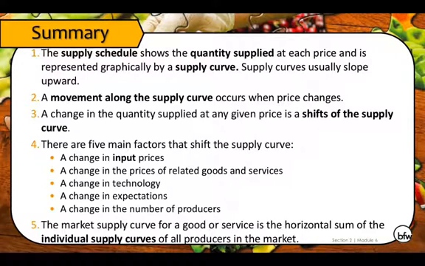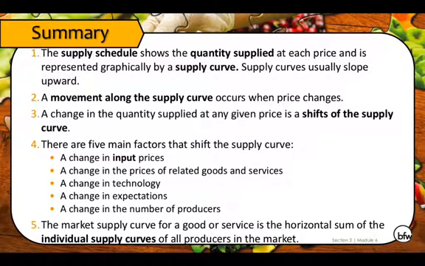One is a change in input prices. Second is a change in the prices of related goods and services. Third is a change in technology. Fourth, a change in expectations about the future price of that good, and fifth, a change in the number of producers in the market. All of these can affect the cost of a good or service, and anything that leads to the cost of production going down will increase the supply of a good, and anything that leads to the cost of production rising will lead to a decrease in the supply of a good.